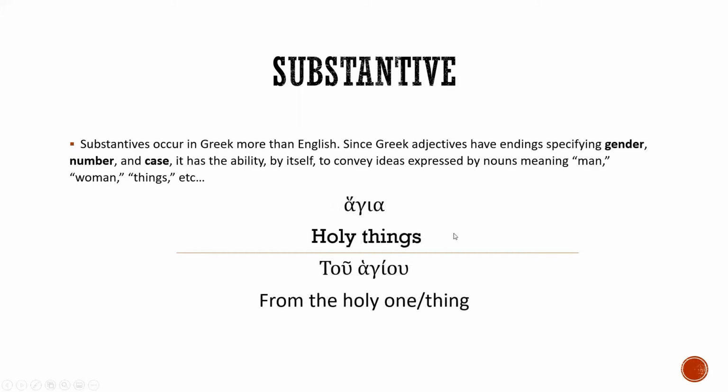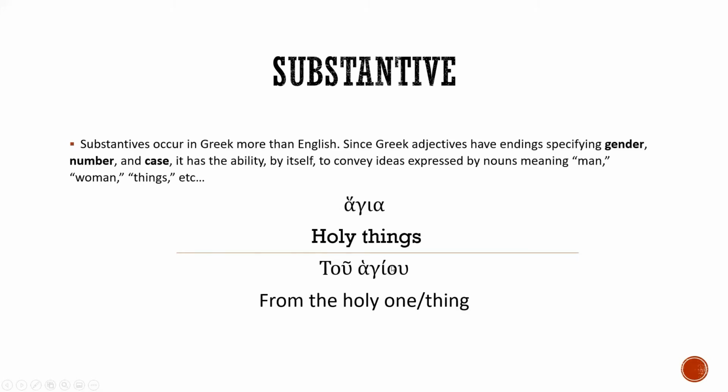The third example will be hagia. Notice that there's no article, but you have an accusative or nominative plural neuter ending. So we translate this as holy things. And last but not least, we have tou hagiou. We have a genitive.